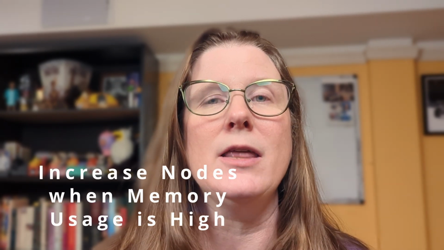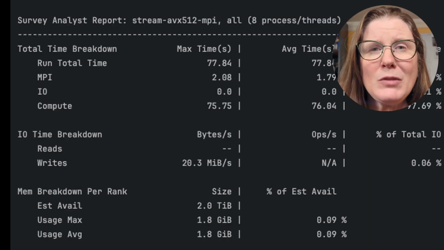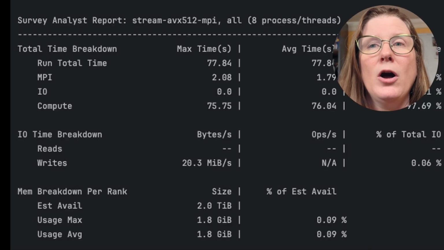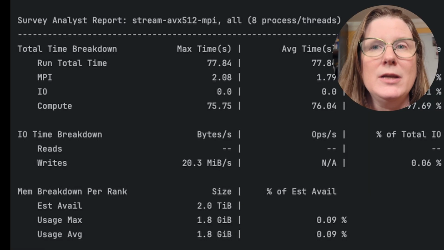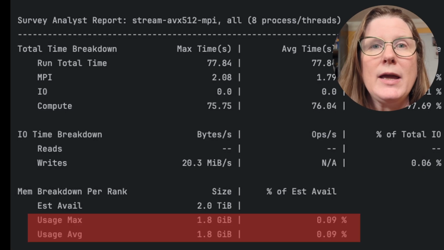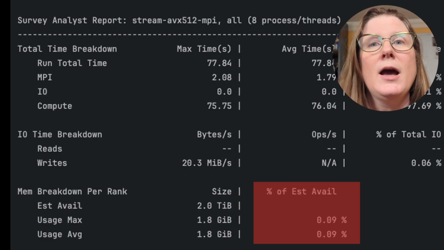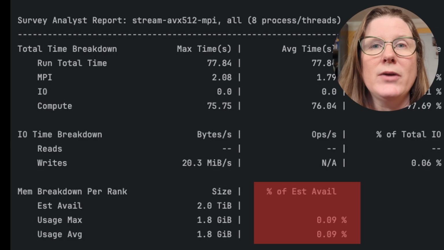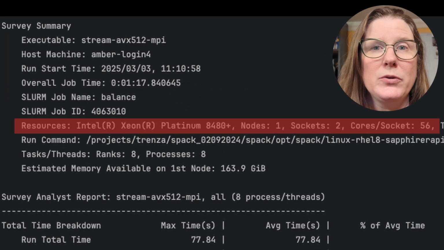If this percentage is high, you may want to increase the amount of memory available to the job by adding more nodes onto the run and thus more memory. With this single report, you have all the data on your job's memory that you need. Memory usage per rank, available node memory, a quick comparison of usage to available memory, and cores per node.